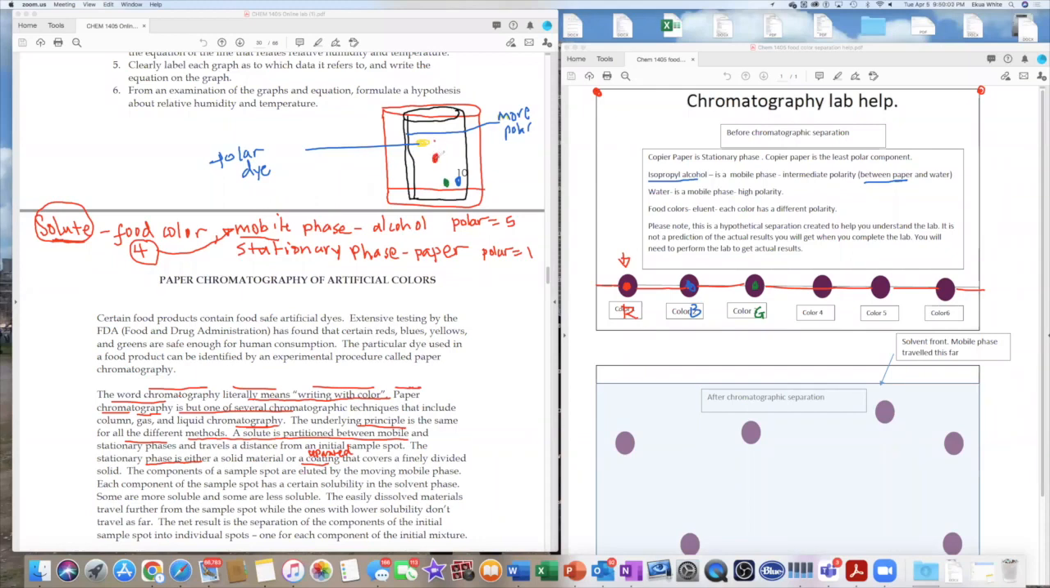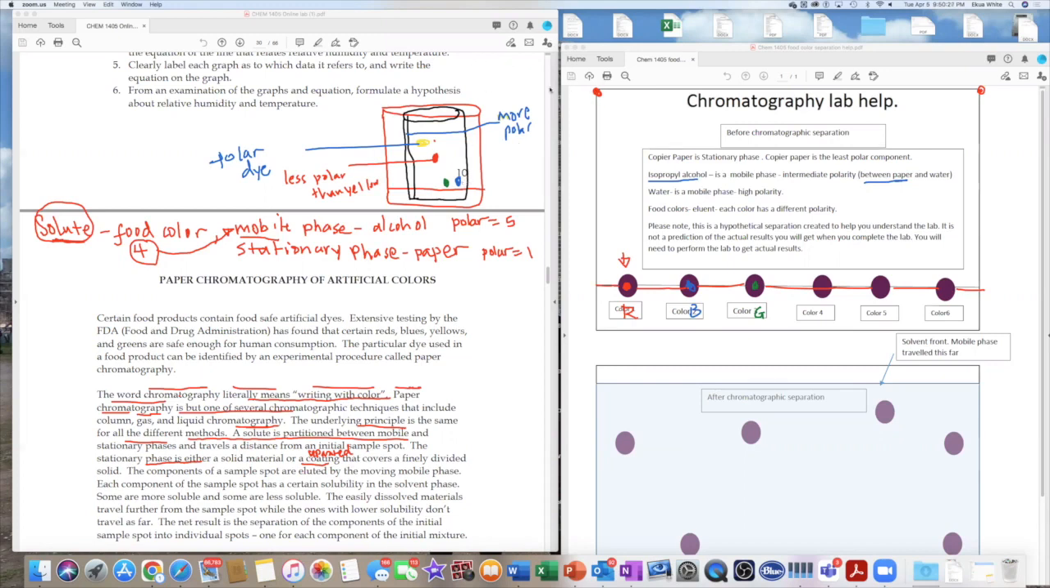Now back here. Say the red traveled, right? The red dye traveled only this far. Then we can say this is also polar, but it's less polar than the yellow dye. Okay. And then let's say that the blue didn't travel at all.